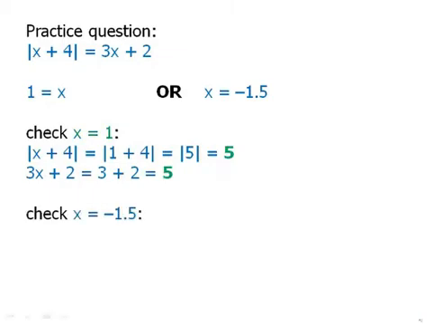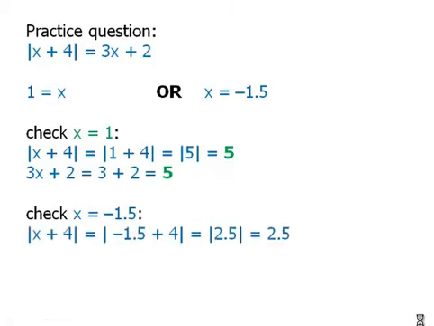Negative 1.5, when we plug this into the left side, we get 2.5. When we plug it in to the right side, we get negative 2.5. So this doesn't work. It gives a different value on the right and left side when we plug in. So this doesn't work, and this equation has only one solution, x equals 1.